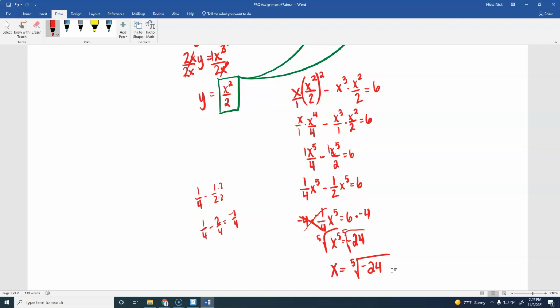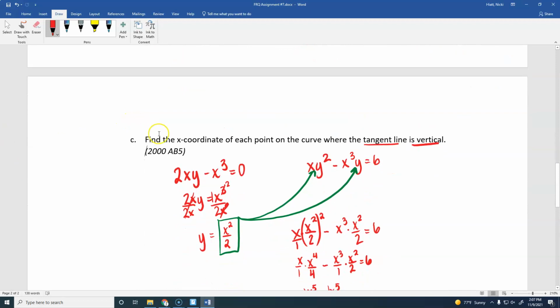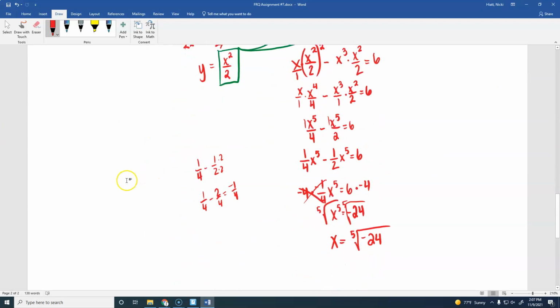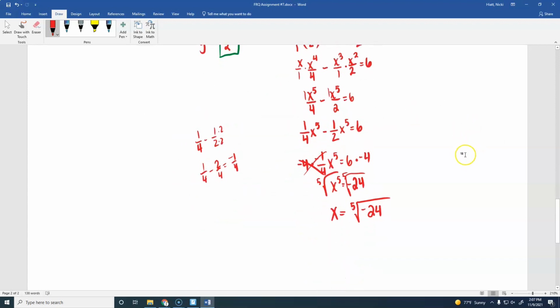Yes, this is the x-coordinate where you have a vertical tangent, and it is what it asks for. It does not ask for the y-coordinate, thank goodness. If it had asked for the y-coordinate, how would we find that? Plug it back into the original for x and find the y, but thank goodness it does not ask us to do that. It mostly probably doesn't ask us to do that because I don't think you can do that by hand.